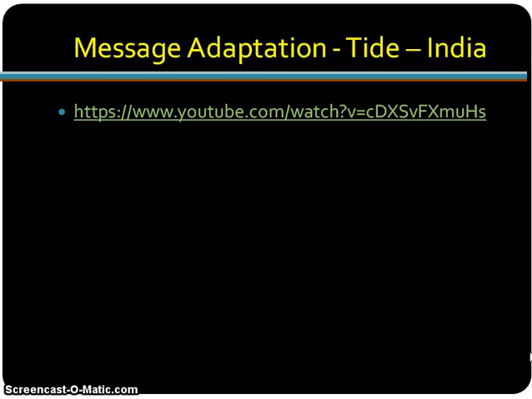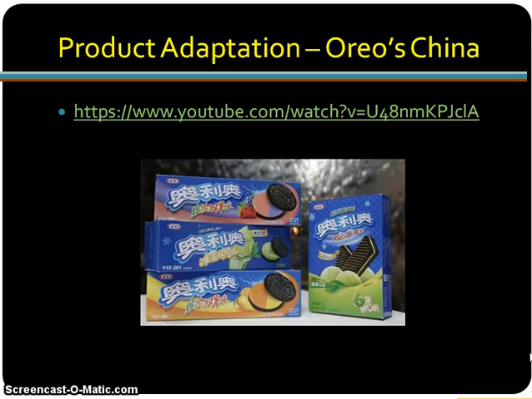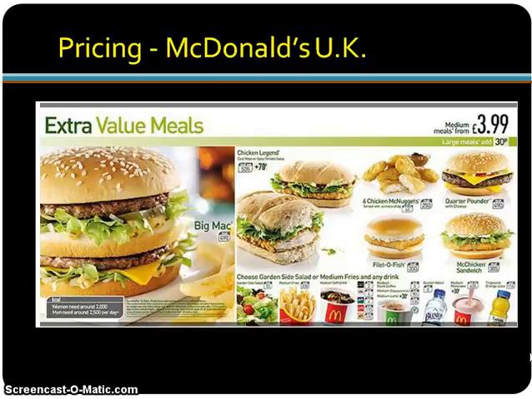Here's an example of Tide in India. Again, you can see the ad in Canvas that shows how Tide has adapted its promotional message to fit the market in India. Same here with McDonald's. Very large vegetarian population, no beef eating population, and so how did the company then come up with the McVeggie sandwich and the Maharaja that is almost equivalent of the Big Mac, but not using beef again? Product adaptation, great case that I will urge you to again watch on Canvas, that shows how Oreos has adapted its product for the Chinese market.